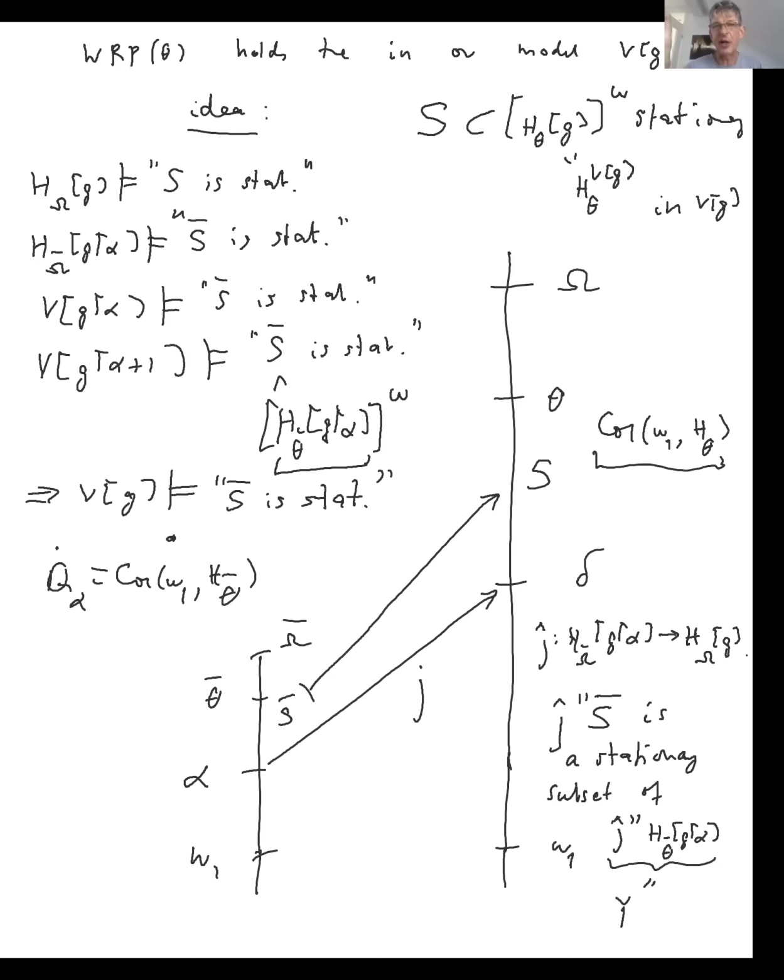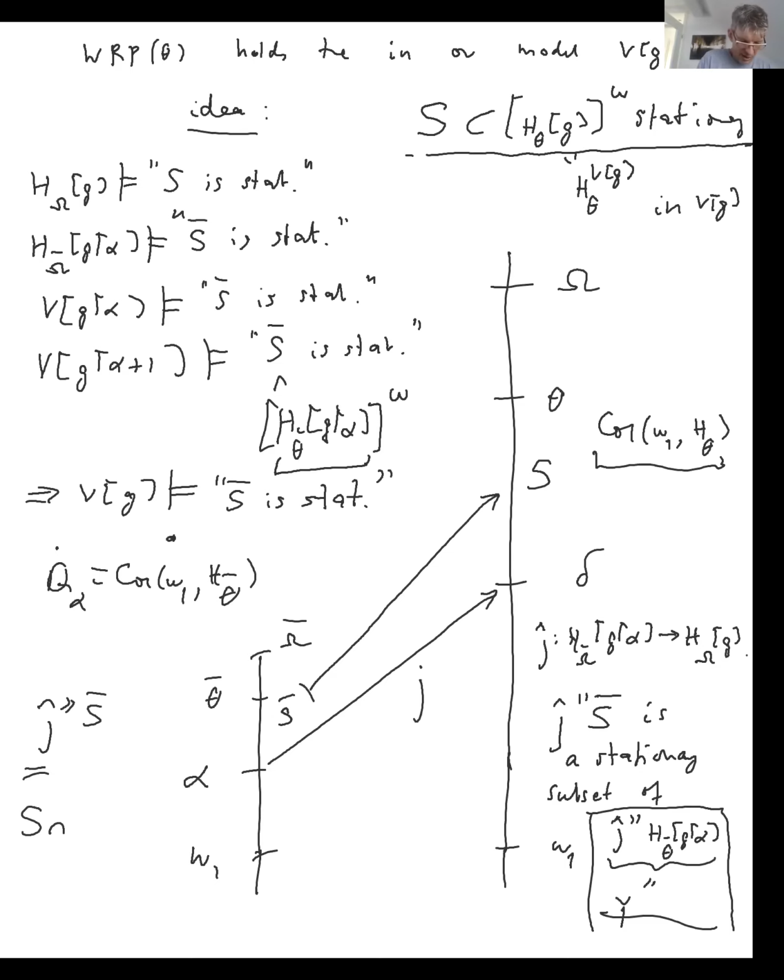So we start out with a stationary subset of H theta, or of H theta of the generic extension, like up here. Okay, and we found a Y, like down here. So what is this thing, the pointwise image under J hat of S bar? J hat of S bar is simply S restricted to Y to the omega, if you look at things. Okay, so we verified exactly what we want.